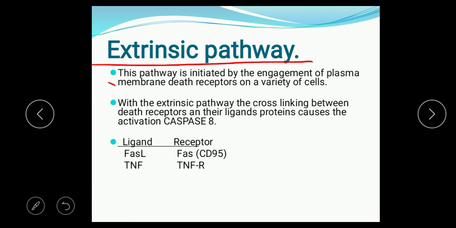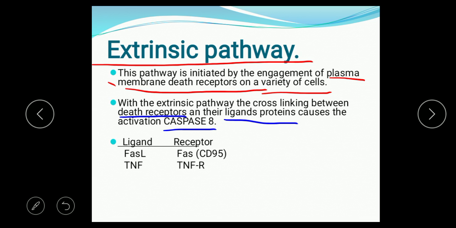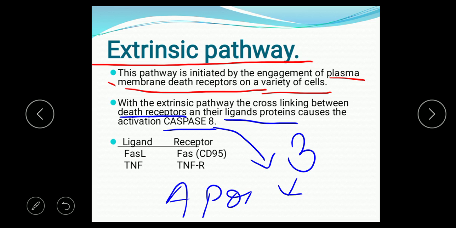This pathway is initiated by the engagement of plasma membrane death receptors on a variety of cells, okay guys. With the extrinsic pathway, the cross-linking between the death receptors and their ligand proteins causes the activation of caspase 8. Caspase 8 is another important caspase, and this caspase 8 will further activate caspase 3, and this caspase 3 will lead to the apoptosis process, very important guys.